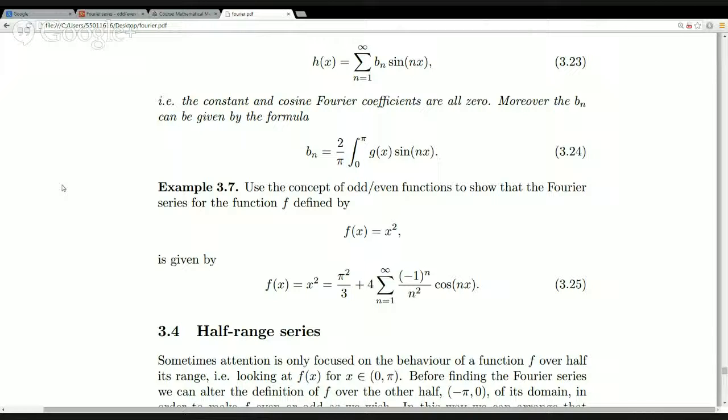Example. Let's look at f of x equal to x squared. So it looks something like this. Now, is that an odd or an even function? Even, because it's doing exactly the same thing either side of the y-axis, positive arguments and negative. Clearly f is even.